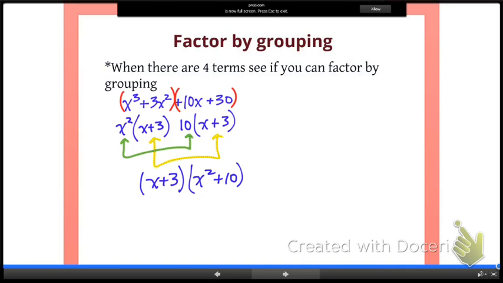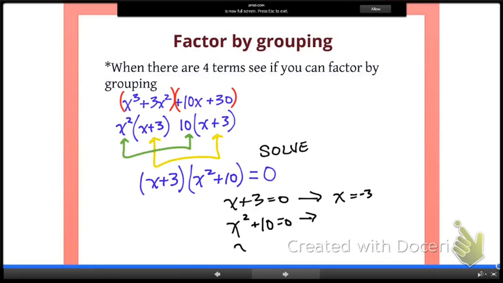If the question says to continue to factor and solve, you would do exactly what we've just done, only you would continue to set each piece equal to 0. So x plus 3 equals 0. That would mean that x equals negative 3. Then I would set x squared plus 10 equal to 0. And then I'd move my 10 to the other side, which in order to solve, I would take the square root of both sides, and I'd find out that x equals plus or minus i times the square root of 10.